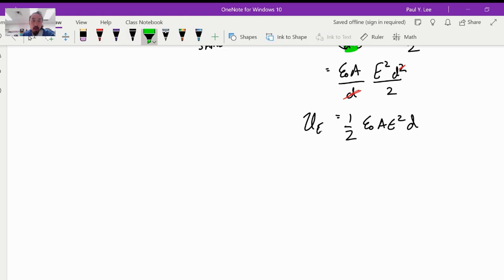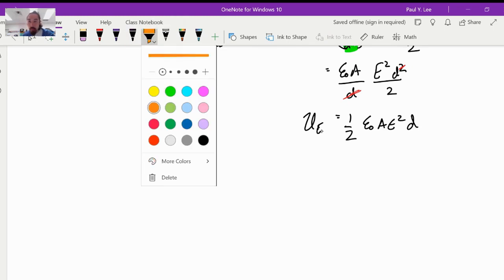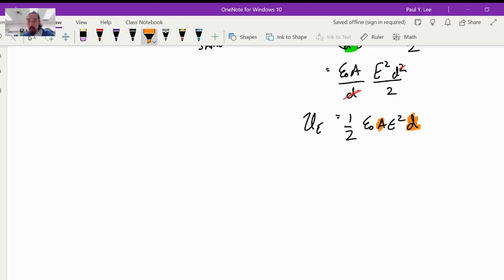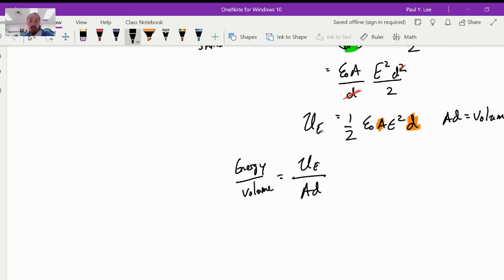All right. Now, if you're taking beautiful colored notes at home, I want to highlight the A and the D. So the area times the distance between them, A times D, this is just the volume. Okay? And the reason I want to point that out is because if I divide A times D from both sides, we get U_E divided by A times D. So this is energy per volume. So this is how much energy is in our field per the volume of the field, because electric field takes up space, and we will get 1/2 epsilon naught E squared.